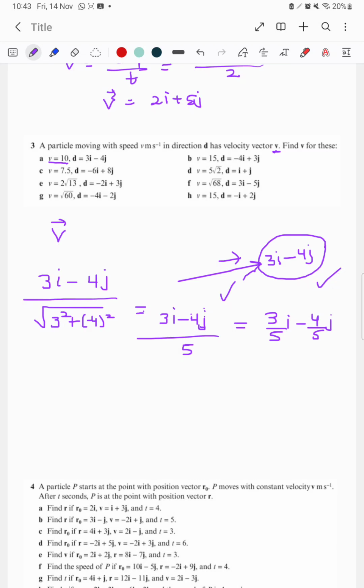But we want a vector which is having a magnitude of 10. We want a velocity vector with the magnitude 10. So we will say the velocity vector is this unit vector. Unit vector means its magnitude is 1. And we will multiply it with the desired magnitude, which is 10. So when you simplify this, you will be getting 6i minus 8j. So this is the velocity vector.